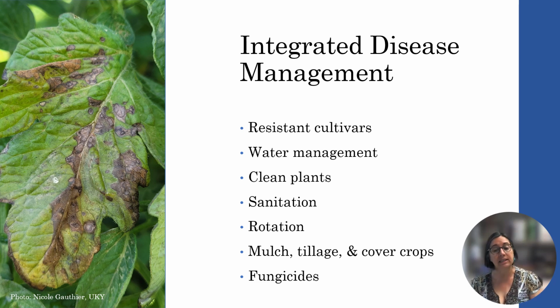So thinking about, again, that disease triangle: using resistant cultivars, managing water, whether that's overhead or soil water, starting with clean plants and clean seeds, using sanitation, keeping things clean all season, rotating crops, so not planting solanaceous plants back to back. So a 3-year rotation is ideal, especially if there is a history of disease on the site. Mulching, tillage, and/or cover crops.